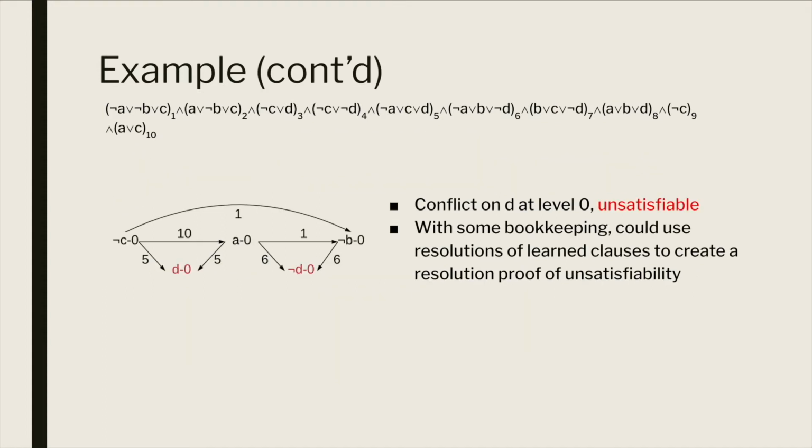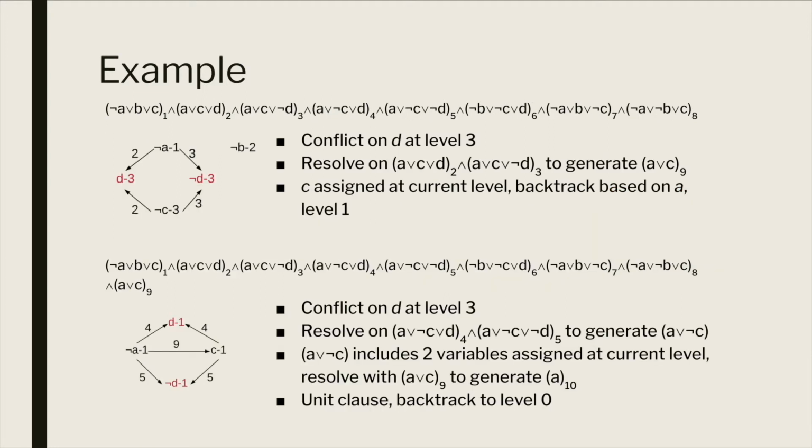At level 0, we now have not C assigned, and an implication through clause 10 of not A, which then leads to further implications of not B, D, and not D. Since we have a conflict at level 0, this formula is unsatisfiable. With some extra bookkeeping not covered here, we could actually construct a resolution proof to show clearly and definitively that this formula is unsatisfiable.